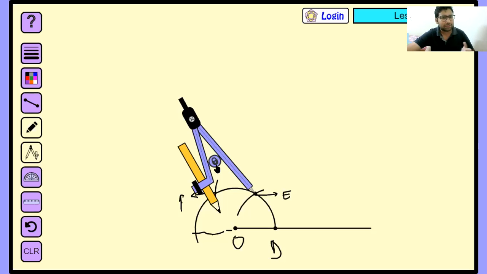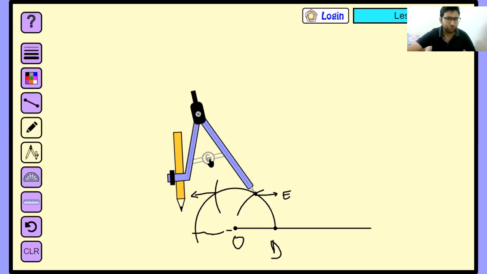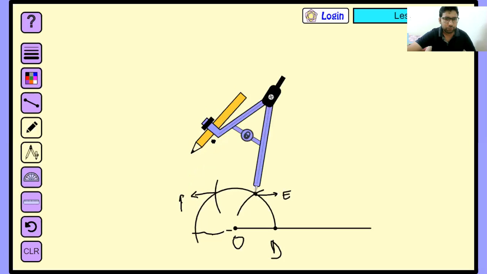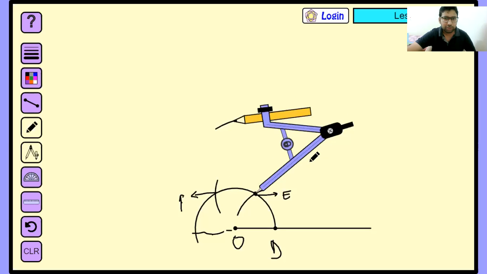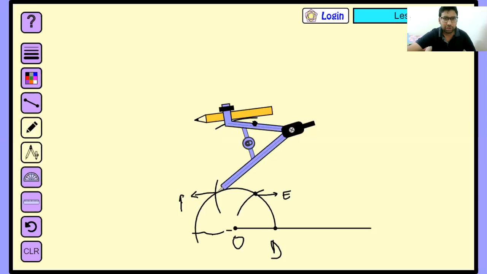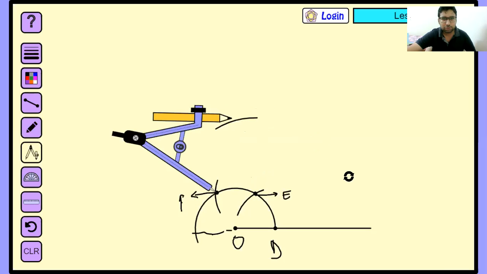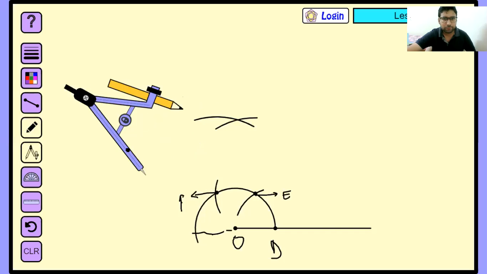Now we can open the compass little bit if we want. If we don't want, that is also okay. So I am opening little bit, but make sure once you open it, it should be fixed after that. Now I'm fixing it. Now at this point, take an arc, then come to this point F, take another arc. So we have done it. Now we just need to join these 2 points, O and this new point, and again we have obtained a right angle.